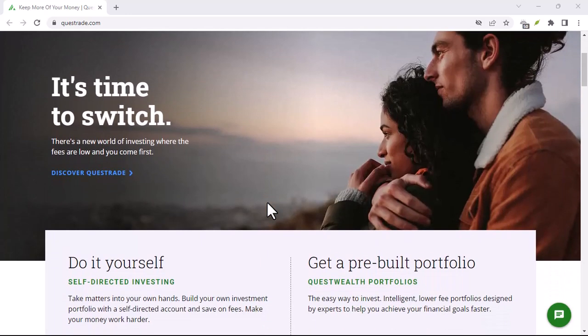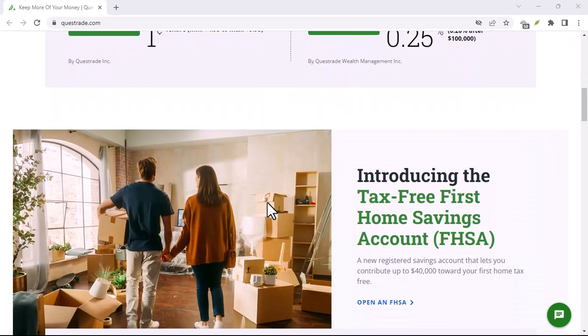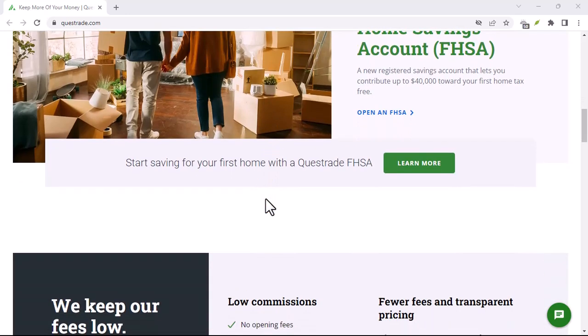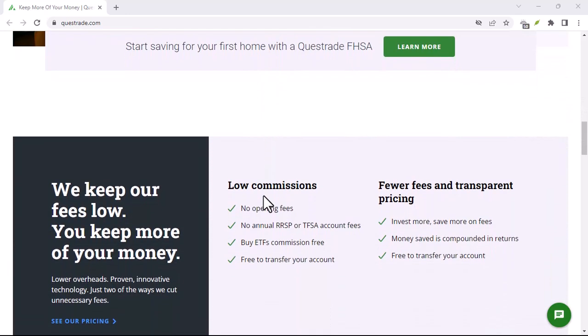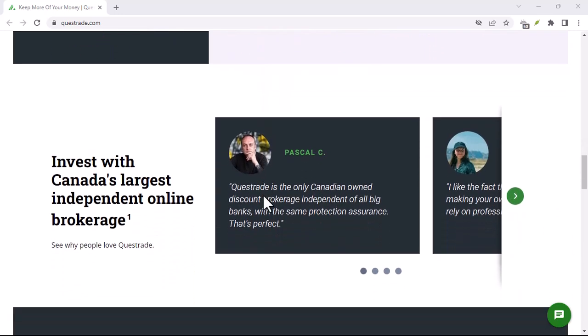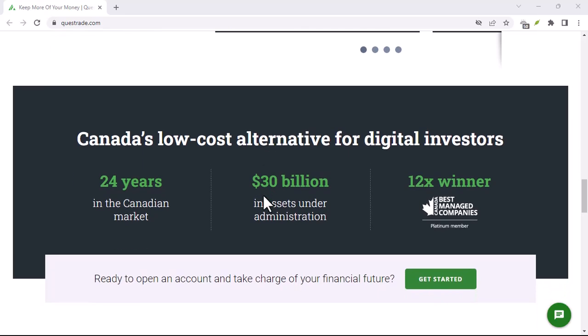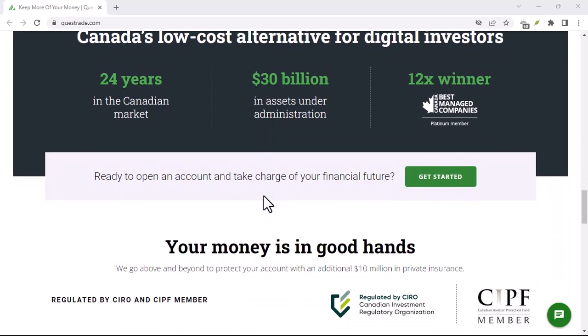Today, I'm going to be talking about Questrade. Specifically, we're going to be diving into the topic of account maintenance fees. So, are there any account maintenance fees on Questrade? Well, the answer is not as simple as a yes or no. It depends on the type of account you have and how active you are in the account.